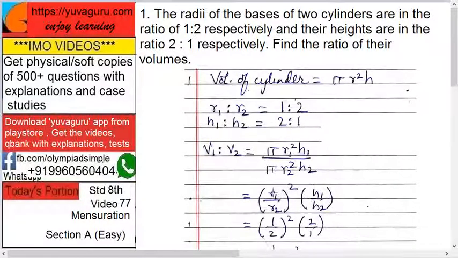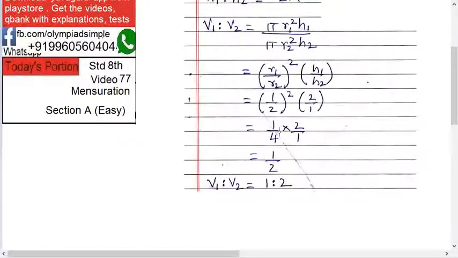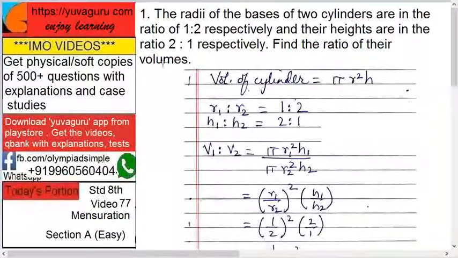Okay. Now what is given? R1 upon R2 is 1:2. Now H1 upon H2 is 2:1. So 1 upon 2 the whole square into 2:1, right? So this becomes 1 upon 4 into 2:1. So 2 and the 2 to the 1:2. So V1 upon V2 equals 1 upon 2. That is volume 1 is to volume 2 equals 1:2. That is the required answer. Find the ratio of the volumes, 1:2.